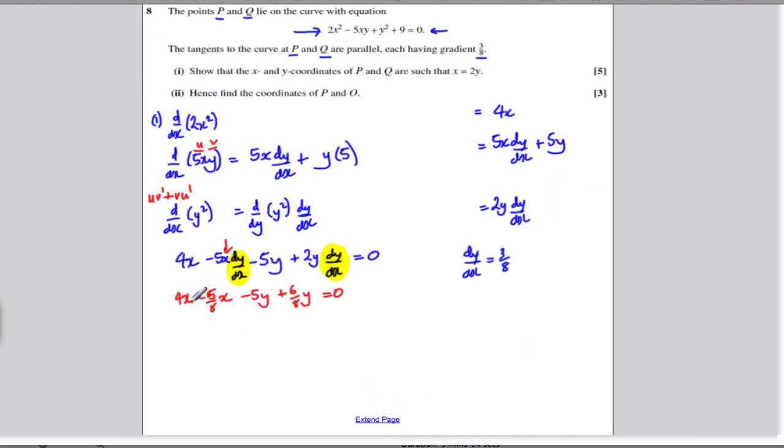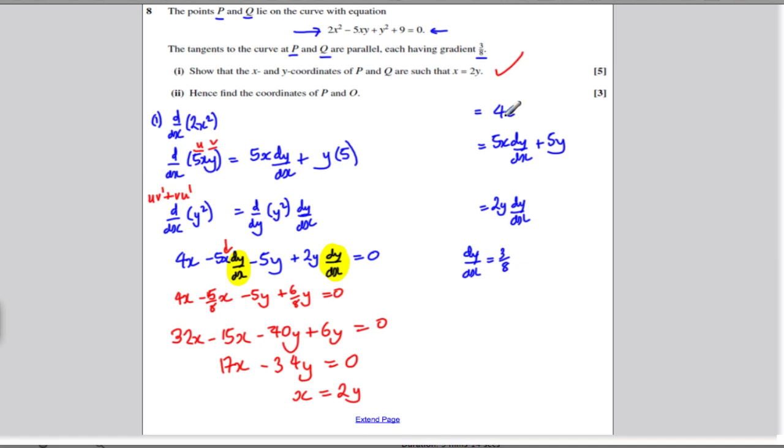Let's times everything by 8 just to tidy it up. That would be 32x minus 15x minus 40y plus 6y is 0. 32 minus 15 is going to be 17x. Minus 40 plus 6 is minus 34y, is equal to 0. Adding 34y to both sides and dividing by the 17 will give me x is equal to 2y as required. And you've done part 1.